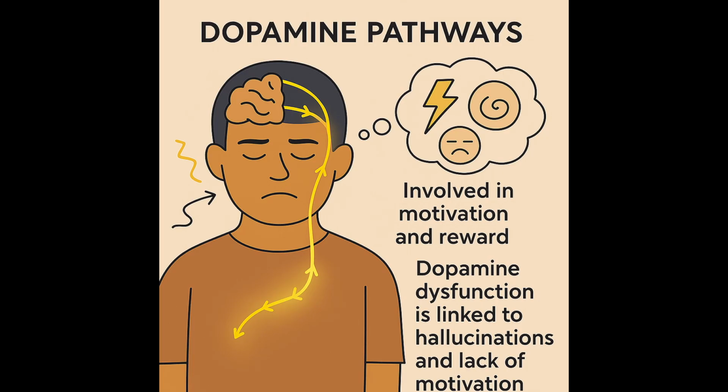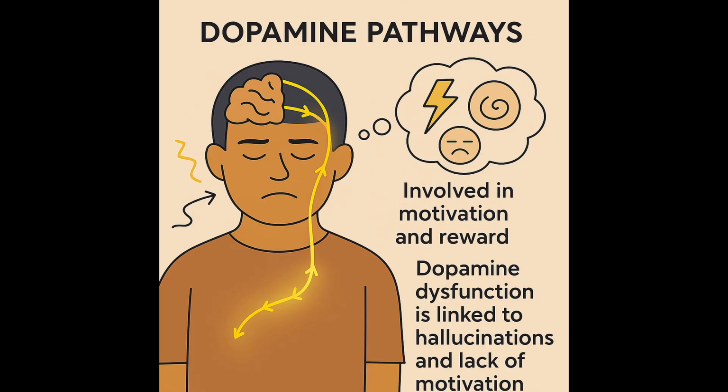Step 6: Dopamine pathways. Chemical imbalance in schizophrenia. Dopamine is a neurotransmitter, a brain chemical that helps control motivation, attention, emotion, and reward. In people with schizophrenia, certain dopamine pathways become overactive or underactive, which plays a major role in many symptoms. There are two key imbalances. Too much dopamine in some brain areas causes hallucinations, delusions, and paranoia. Too little dopamine in other areas leads to low motivation, flat emotions, and social withdrawal.